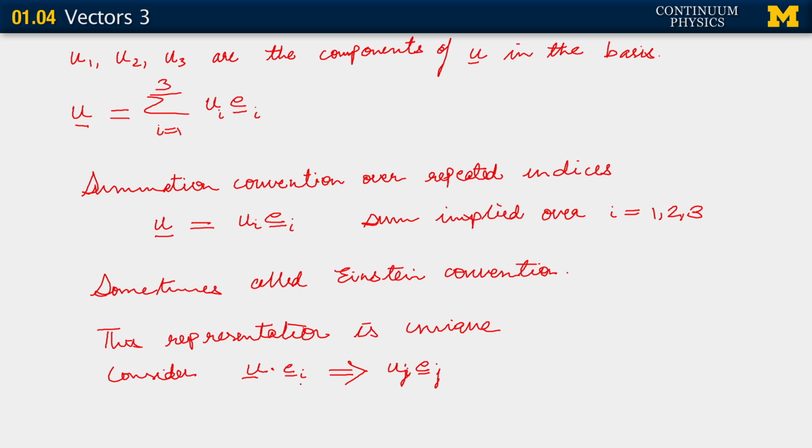I've already used that index I there. So instead, I'm going to write U as UJ EJ, and then my dot product brings back the EI. Well, now I can expand this out, right? I see that I have UJ EJ dot EI. But EJ dot EI, my Kronecker delta symbol tells me, is UJ delta JI.